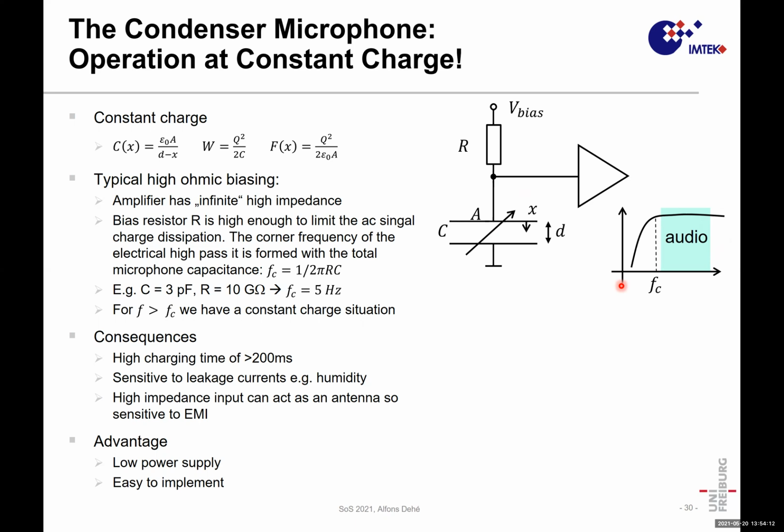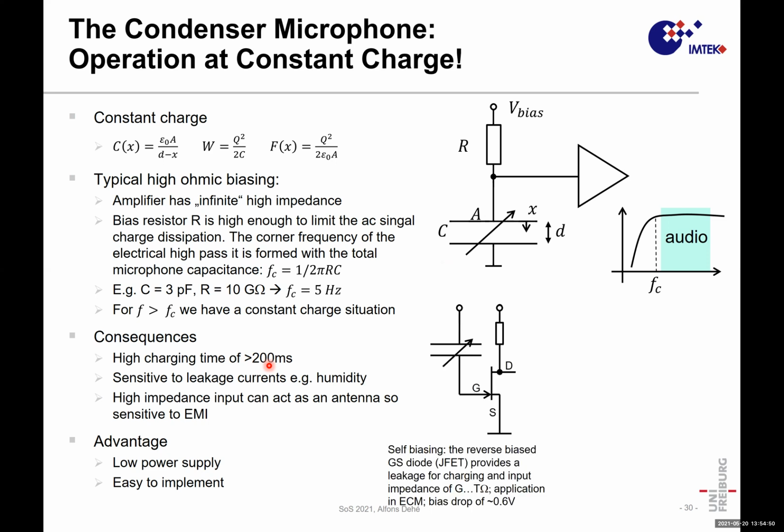So this is a quasi-constant charge biasing, and if we design the corner frequency so low, it's anyhow below our audio bandwidth. Maybe we want only to transfer 20 Hertz to 20 kilohertz, and then this is a very fair situation. It's only that, I said already, the charging time is 200 milliseconds. So if you switch on your bias, it will last 2 seconds to charge it up. This is something which you have to take into consideration.